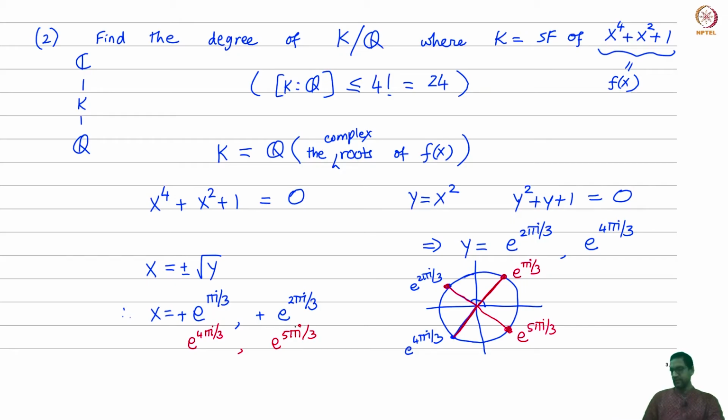So what are these really? Well, you can see these are nothing but the sixth roots of unity. So what are the sixth roots of unity? There should be 6 of them in all. So there are 2 more, that's plus 1 and minus 1.